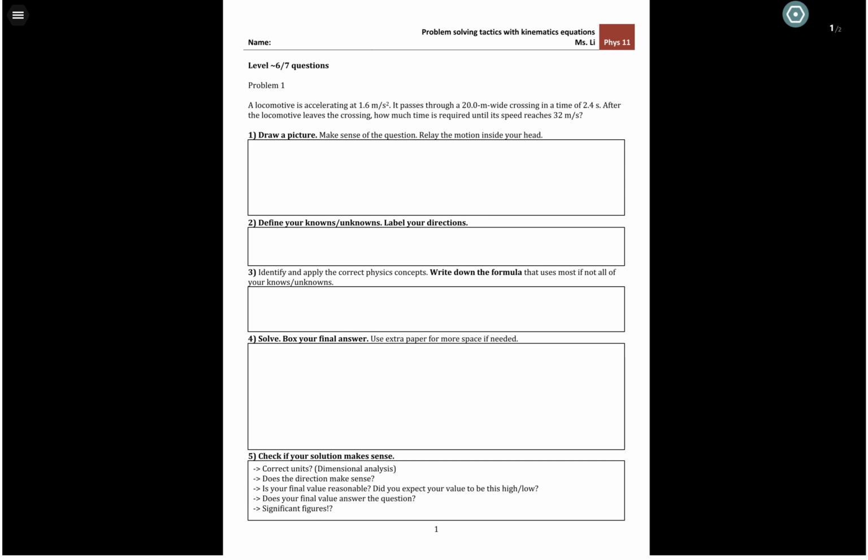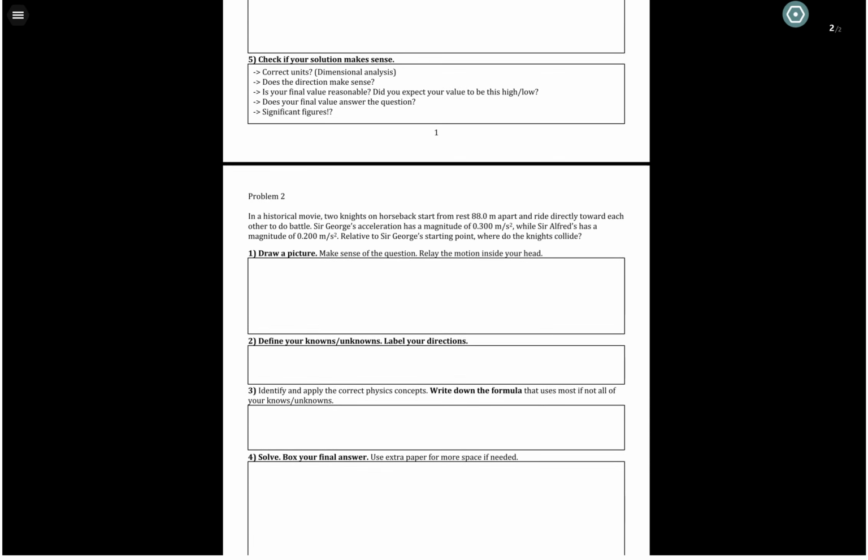A request to go over some kinematics questions. Here I have a problem roughly in the level 6-7 questions, and these are posted on ManageBack already, so you can have access to these. The answer key, I believe, is also posted on ManageBack as well. I'm not going to go over problem 1, but over question 2.